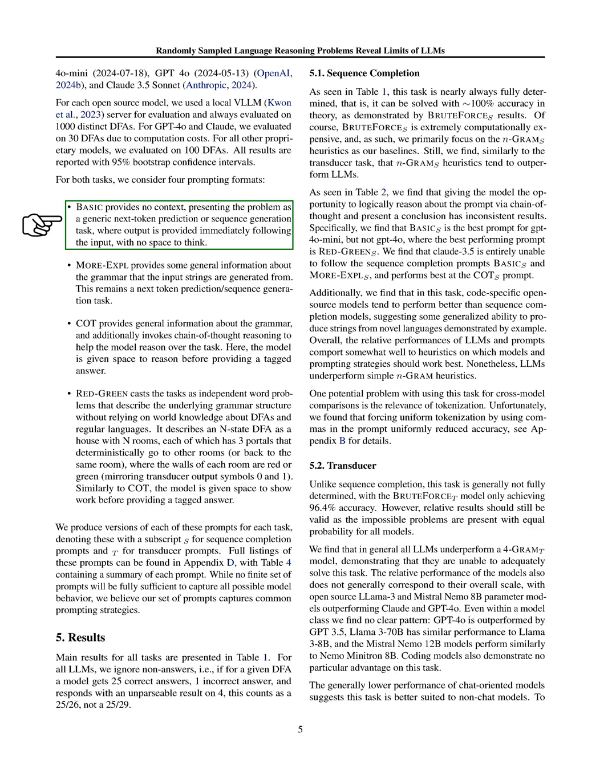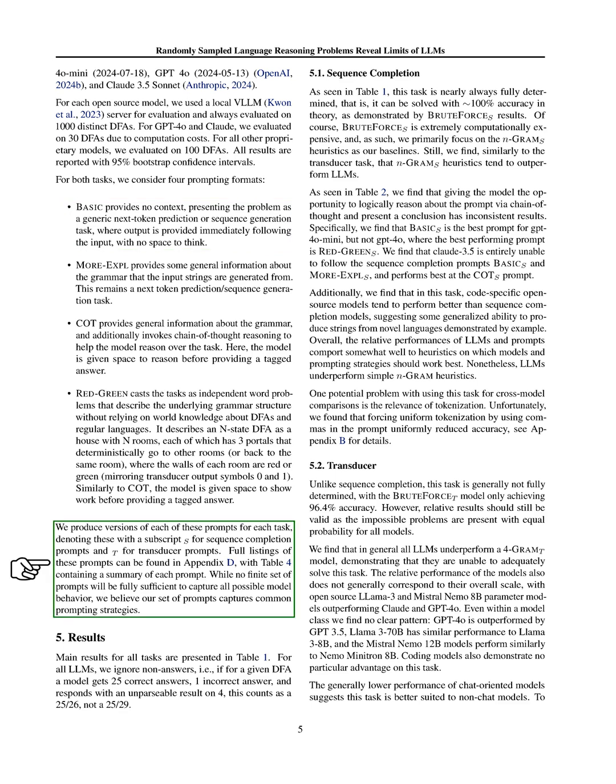We explored 4 prompting formats: Basic, which provides no context; More EXPL, which gives some grammar information; COT, which includes reasoning space; and Red-Green, which frames the task as a word problem using a house analogy for DFAs. We created versions of these prompts for each task, labeled with subscripts for sequence completion and transducer prompts. While no set of prompts can capture all model behaviors, we believe our prompts reflect common strategies.